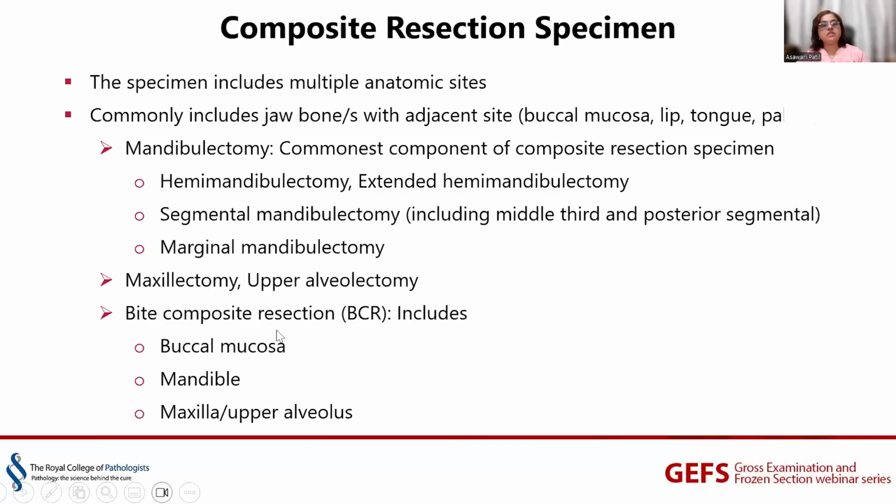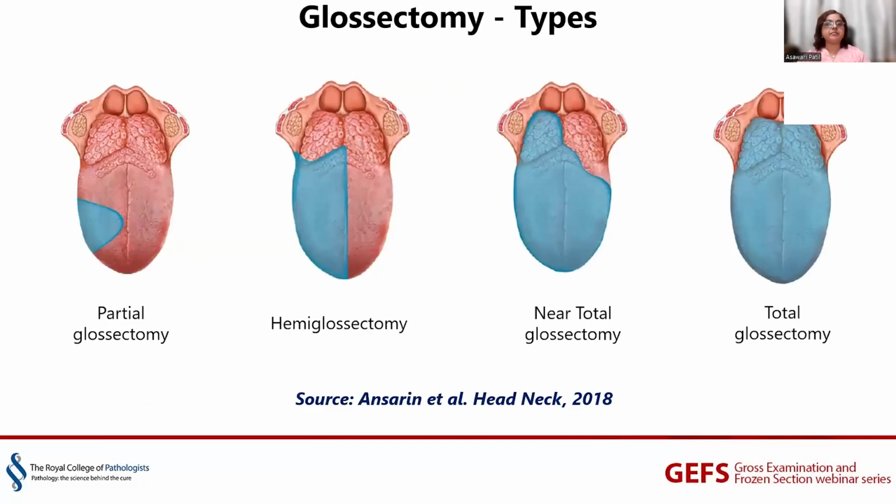And then bite composite resection. This type of surgical procedure is done for larger tumors, especially when they are involving buccal mucosa and retromolar trigone, which is quite common in the Indian population. And this usually includes buccal mucosa, part of mandible, and part of maxilla.